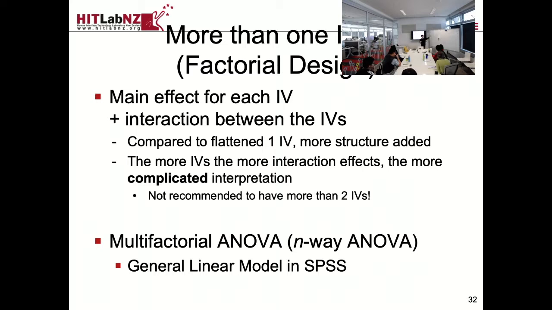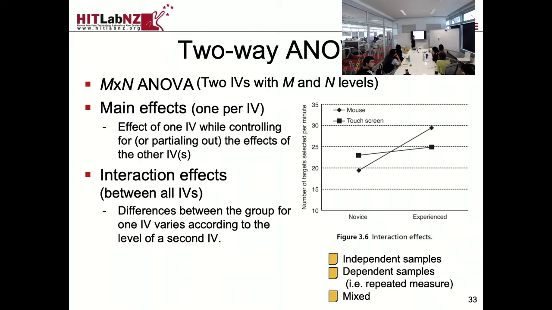Color and size are very independent of each other. Each has two conditions: participants have a red or a green color, and a 5 centimeter size or a 10 centimeter size. That is a factorial design. When we do such things, we should consider the interaction effect and the main effect.